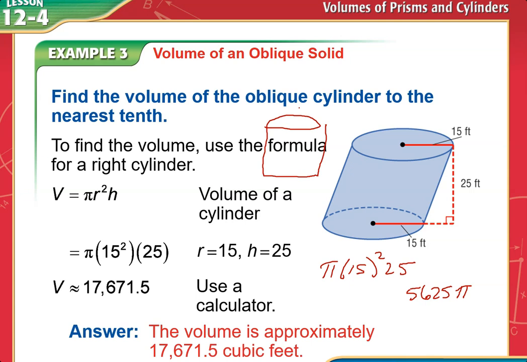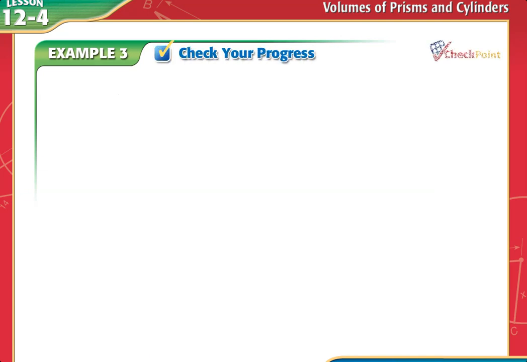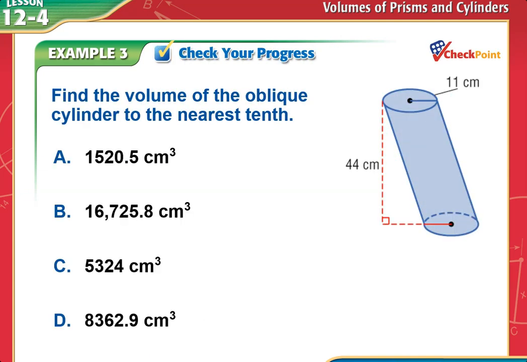All right, go ahead and see if you can find the volume of the oblique cylinder to the nearest tenth, and you can pause your video. If you said 16,725.8, you got it correct. And all we're doing here is using the pi r squared.